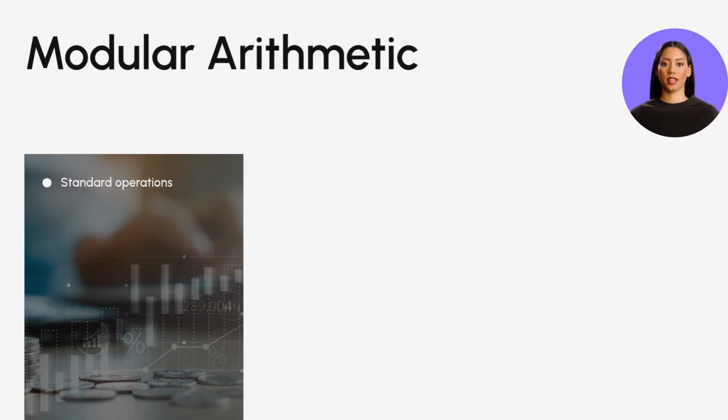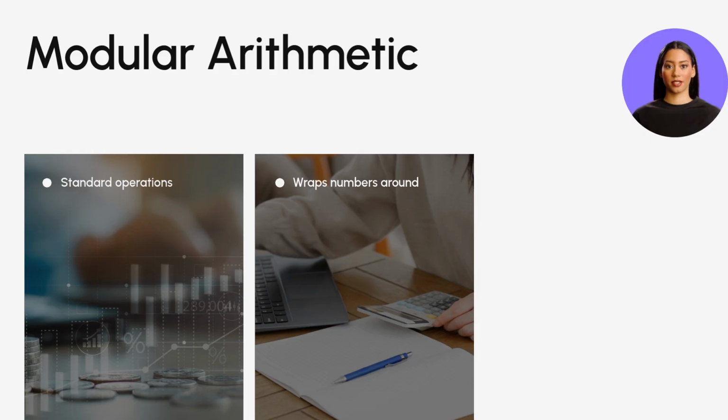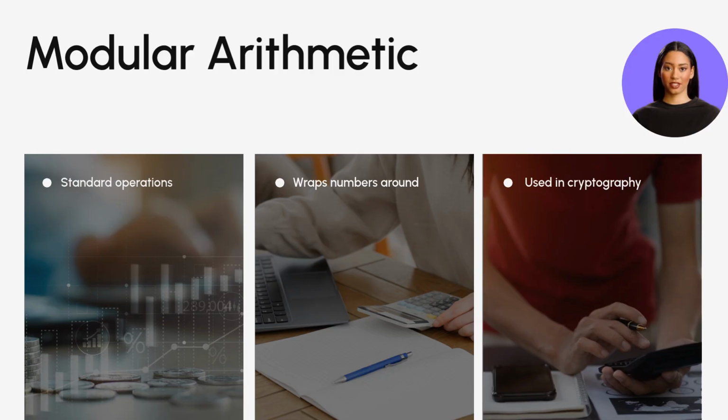Ordinary arithmetic involves standard operations on numbers without bounds. Modular arithmetic, known as clock arithmetic, wraps numbers around a modulus. It is used in cryptography, digital systems, and hash functions. Ordinary arithmetic is continuous and unbounded, while modular arithmetic is cyclic and finite. Both have distinct applications and properties.